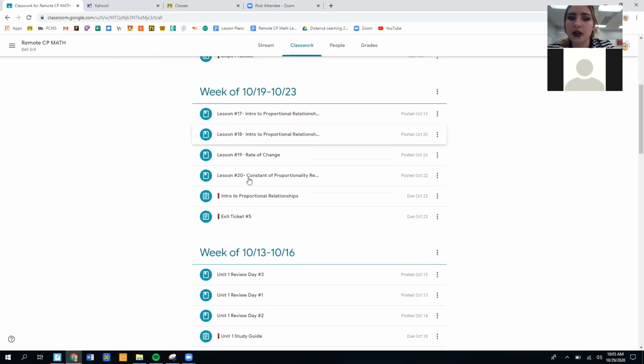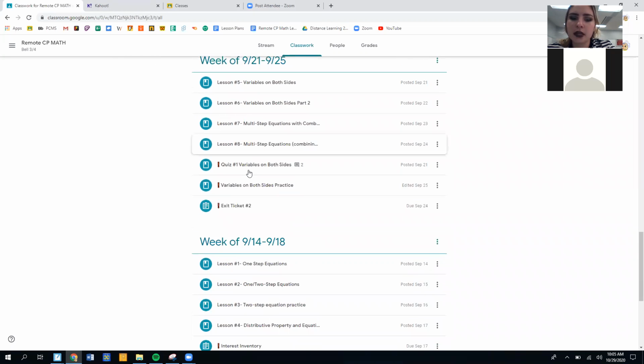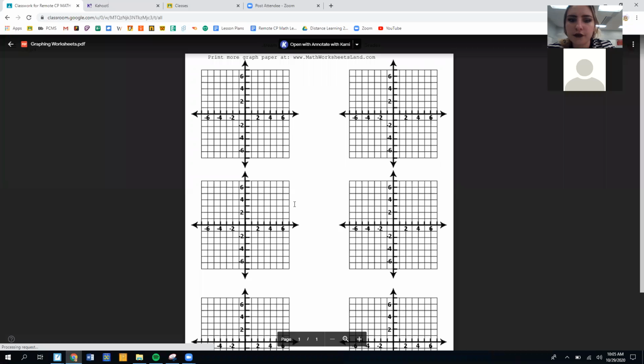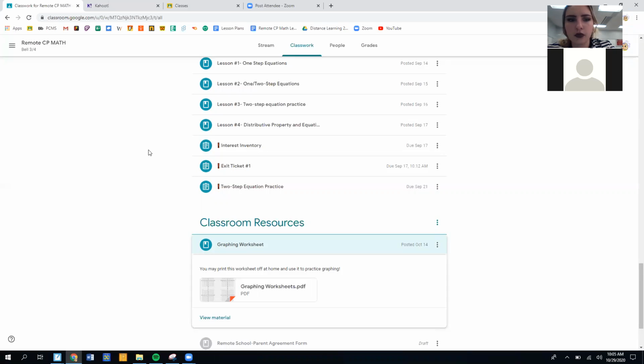And then down here at the bottom, graphing worksheet. This is just a worksheet full of graphs. So if you wanted to print this off at home, you can. Or you can get some graph paper at Kroger or any store. It's not too expensive. I can put some down in the student center at school. So if your parents want to come pick it up, they can. So I will give that to the 8th grade secretary as well. So if you guys want to come pick that up, feel free.